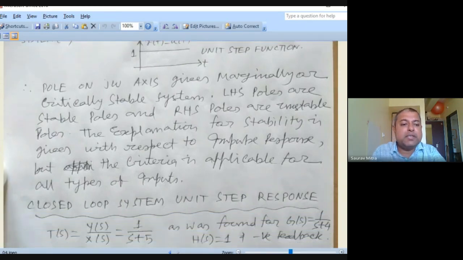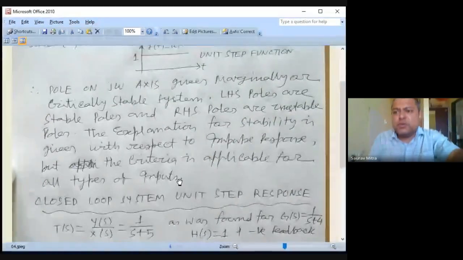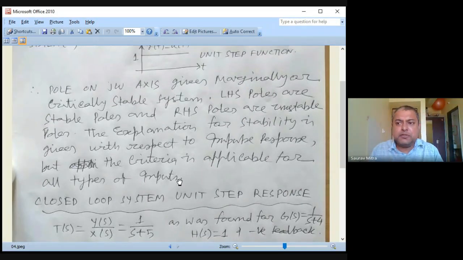And the explanation for stability is given with respect to the impulse response, but the criteria is applicable for all types of inputs. So not only impulse response, but for the transfer function, actually we are trying to find out what is the pole, and we find that impulse response is equal to the transfer function, that is Y(s) is equal to T(s). So this is the significance of the transfer function that we are finding since the starting of this course. Always we are talking about the transfer function, finding the transfer function of electrical systems, mechanical systems, then finding the transfer function by block reduction technique, then by signal flow graph.